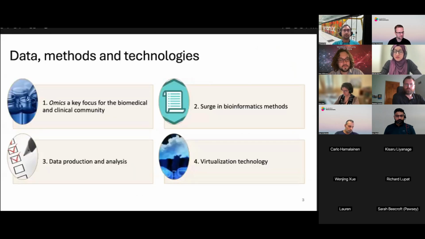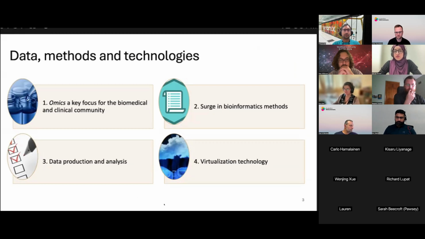A bit of basic intro. I have to do it because I am a researcher. Before I go into technical details, ever since the completion of the Human Genome Project in the early 2000s, omics has emerged. All of us know that it's a key focus for the biomedical community specifically. And if we talk about the clinical community, it has emerged as the right tool for understanding complex diseases such as cancer. After that, there was a surge of bioinformatics methods, because with data, you need methods to work. As a result, you saw a massive production of data analysis techniques, which later resulted in a move to virtualization and cloud technologies to handle this upsurge of methods and data.